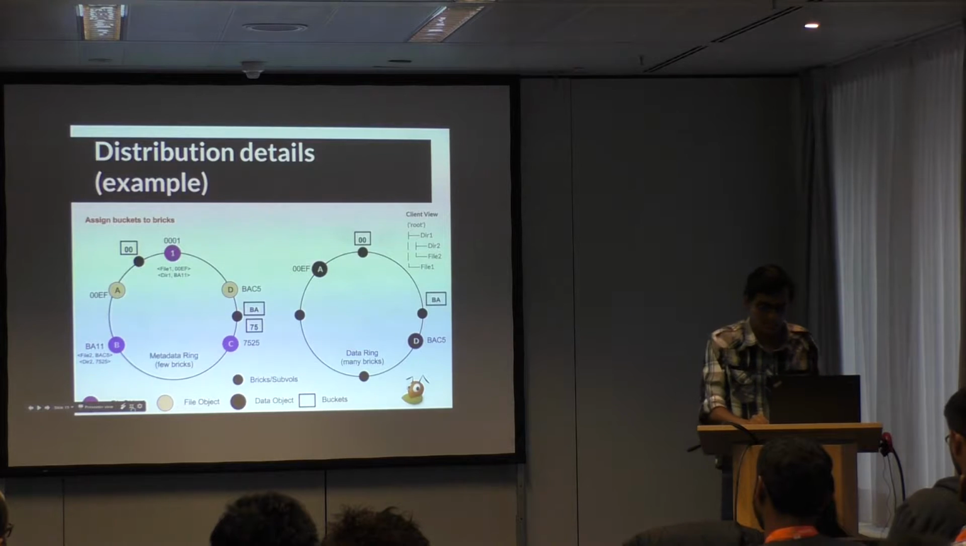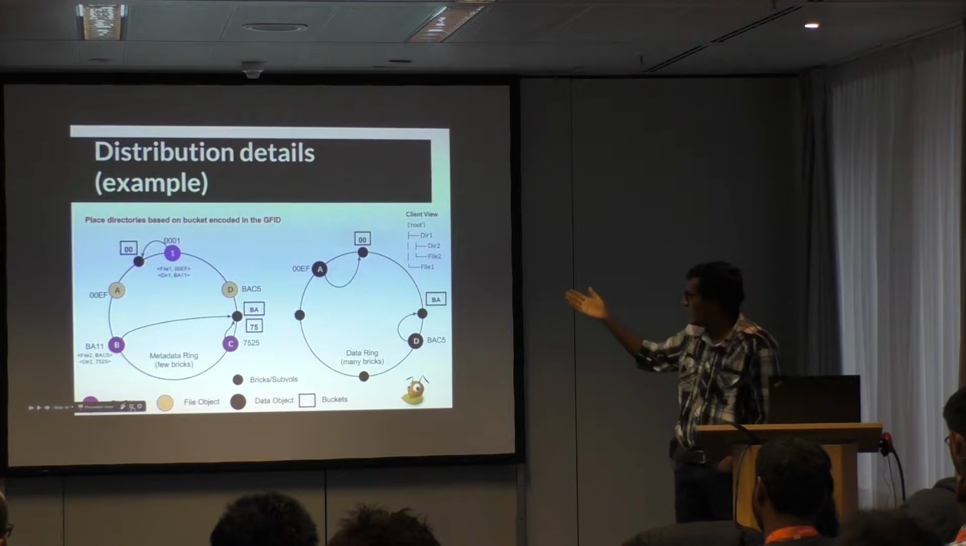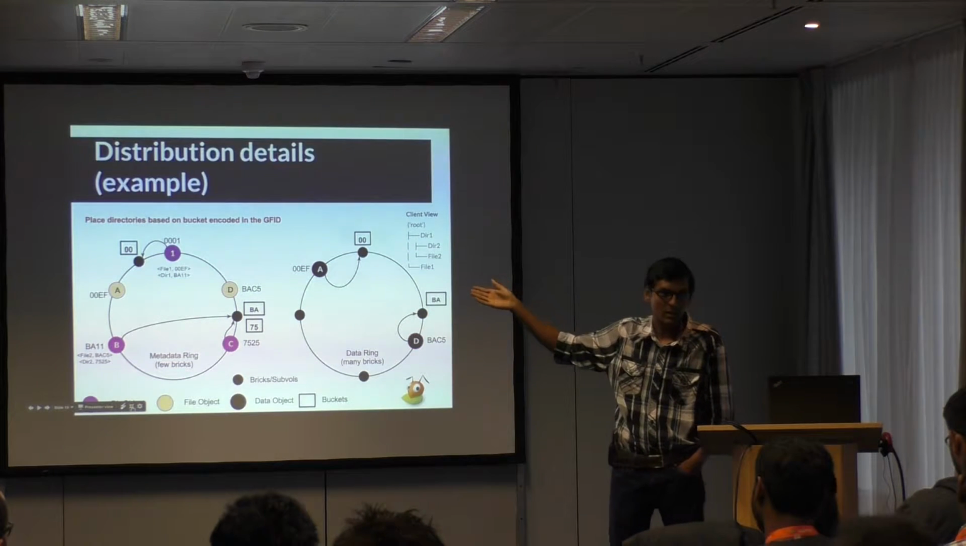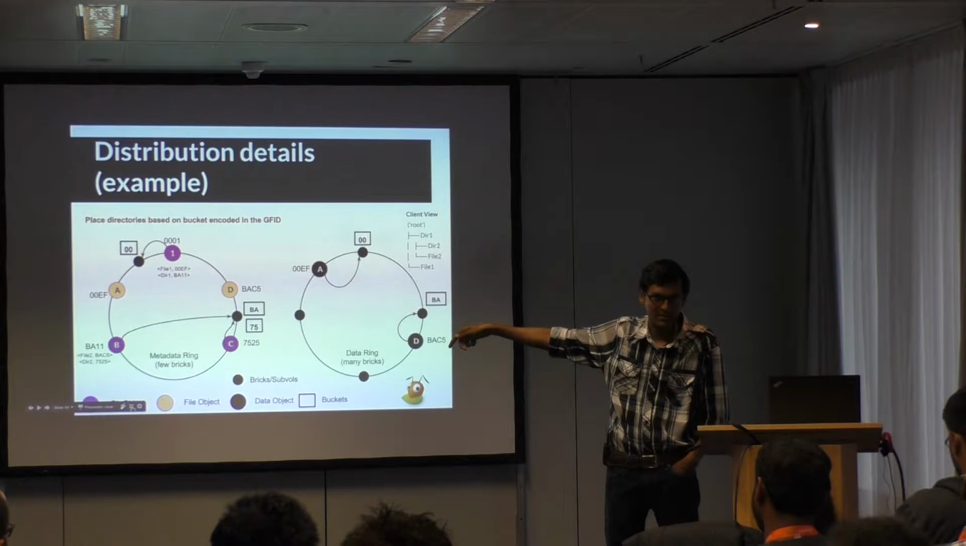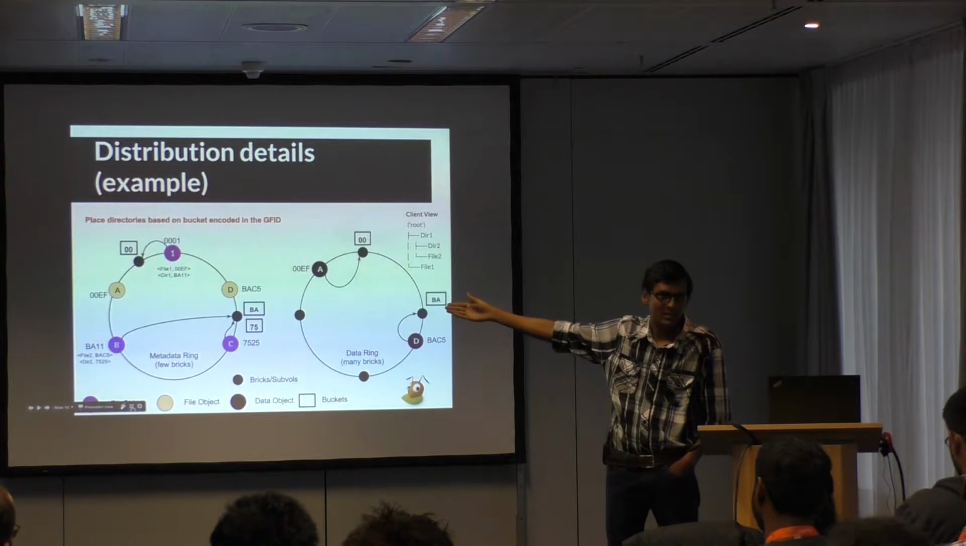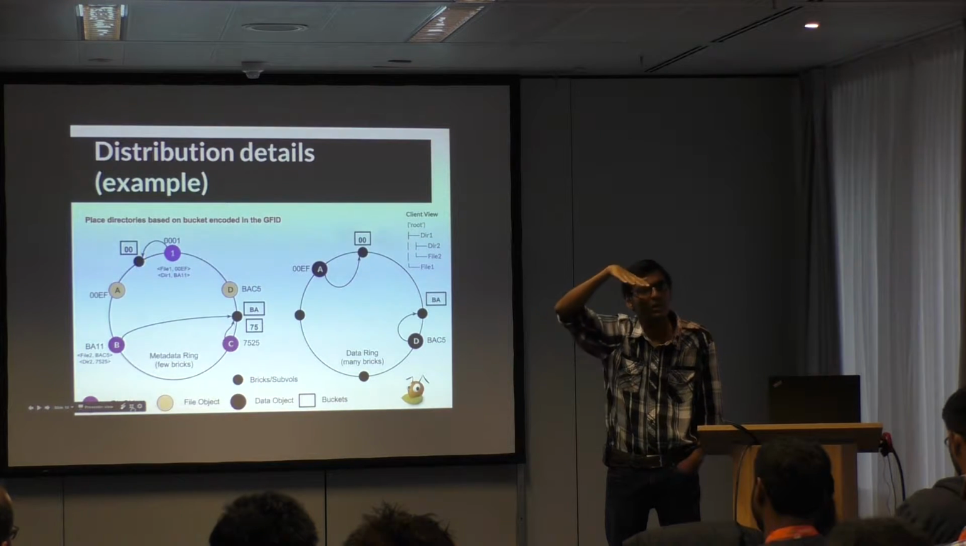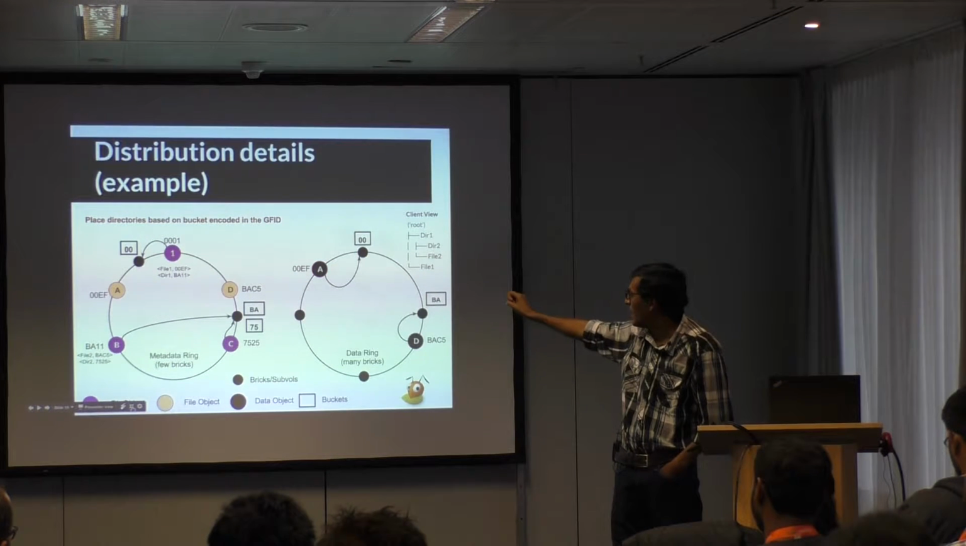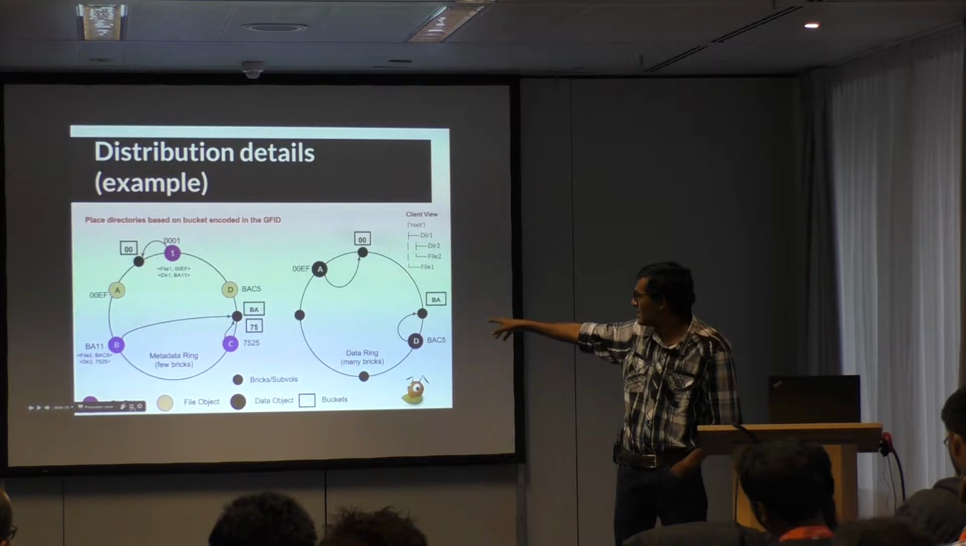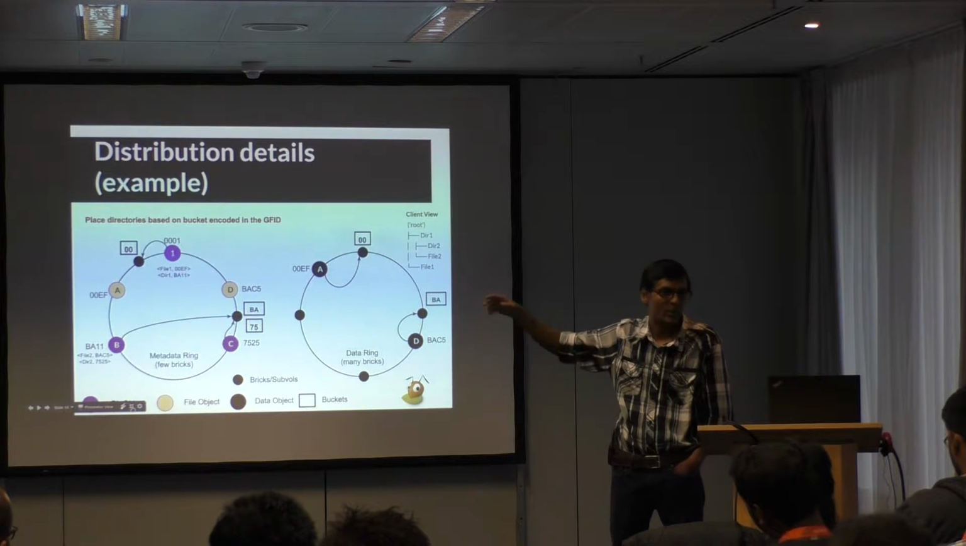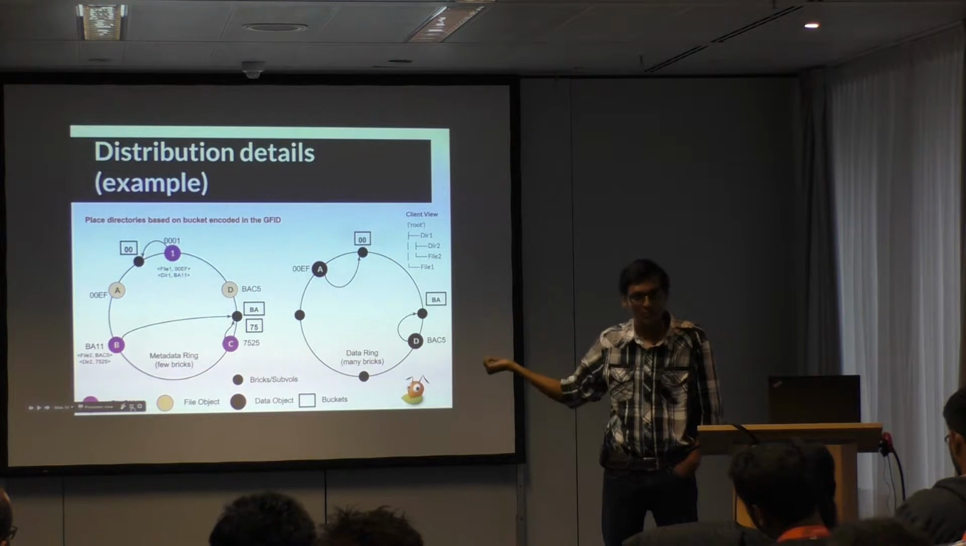And once you've done this, it's pretty easy to see that the root object would sit in that particular subvolume, because its first 2 bytes are 00. The first 2 bytes is where we have encoded the bucket ID into the GFID. And B and C go to the other subvolume because bucket BA and bucket 75 belong to that subvolume.